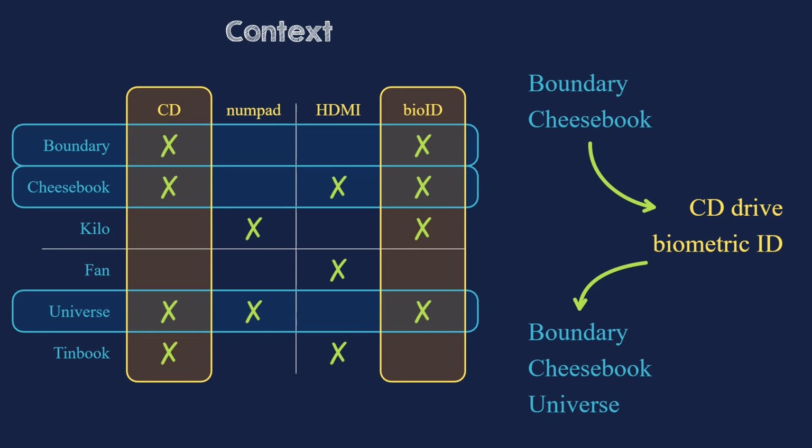Let's do the step one more time. If you look at all attributes these three objects have in common, we end up with the same two as before. So, if we want to analyze the laptops based on the attributes, we can't really look at the Boundary and the Cheese Book alone. Through the lens of the attributes of this context, they look the same as the Universe. Let us try to formalize these observations.